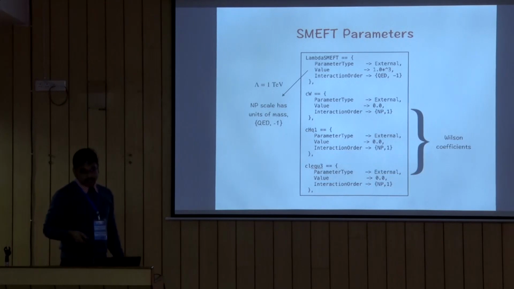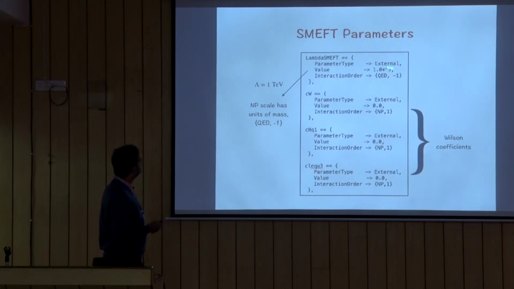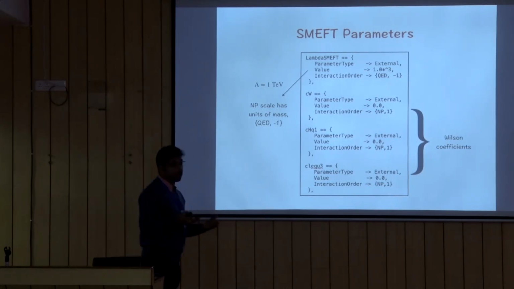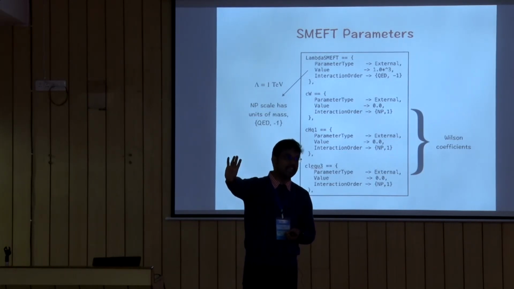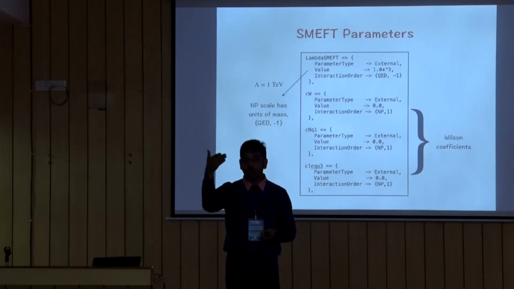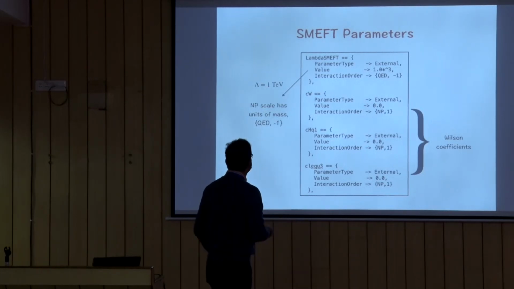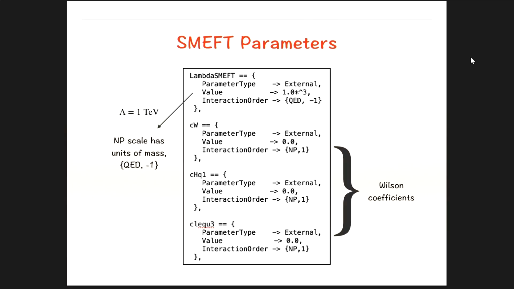Now, in order to do this, you have to basically first define the parameters. So what are the parameters? You are assuming here for simplicity that there is only one new physics scale lambda, and then there are 3 different Wilson coefficients, when you are including all the 3 operators together. So these are the CW, CHQ1, CLEQ3, and these are easy to understand. These have interaction order NP, 1, which she wanted to clarify. So for all of these cases, you have this interaction order NP, 1.